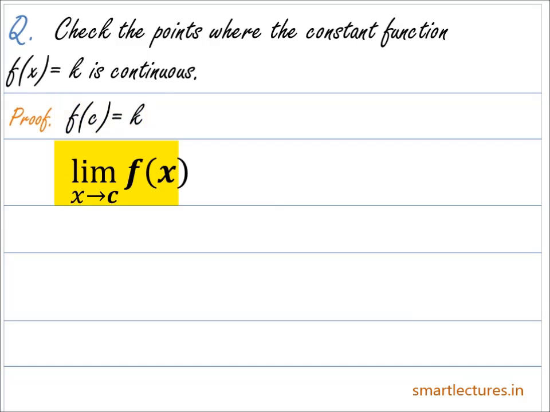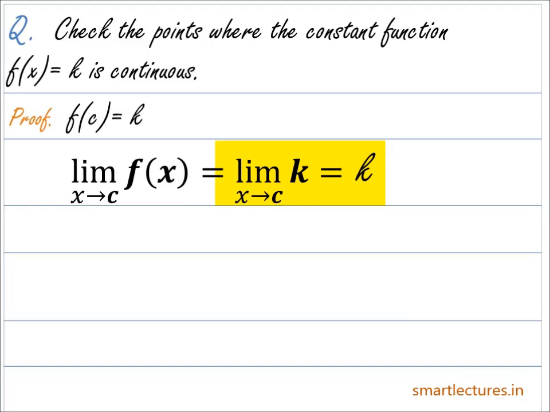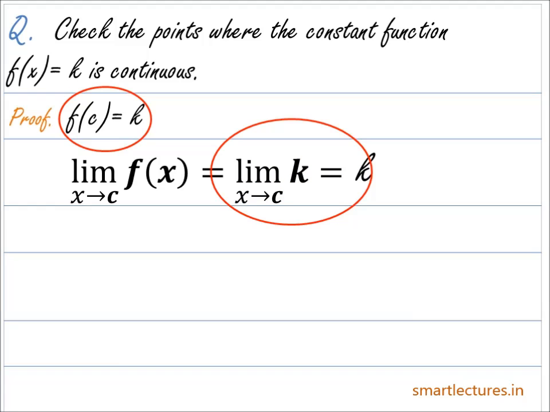Now the limit of this function when x approaches c, f of x is equal to, now when x approaches c, then the value of the function is equal to k. So now this limit becomes limit x approaches c of k, and of course that is equal to k. So that means the limit of this function as well as the value of the function at the point c are both equal to k.